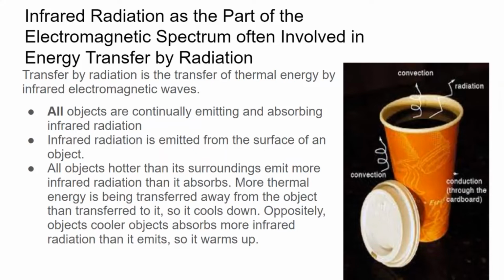An object hotter than its surroundings emits more infrared radiation than it absorbs. More thermal energy is being transferred away from the object than transferred to it, so it cools down. Oppositely, objects that are cooler absorb more infrared radiation than they emit, so they warm up.